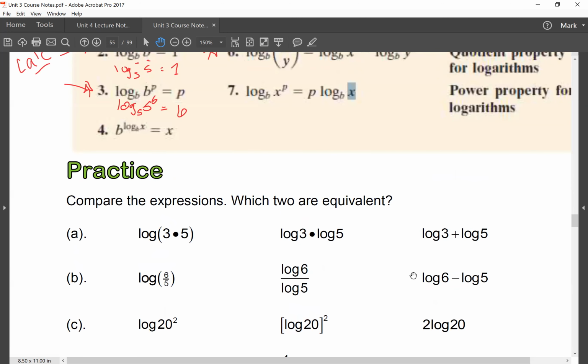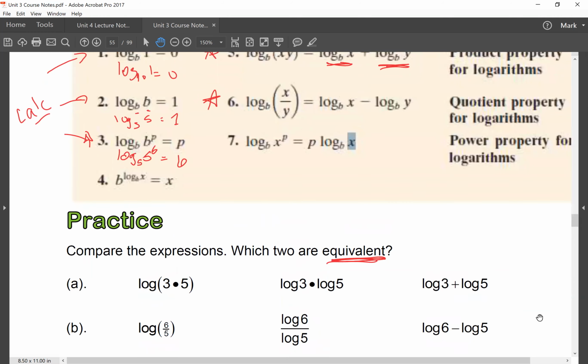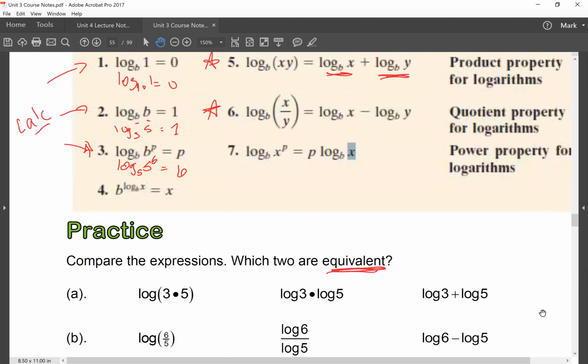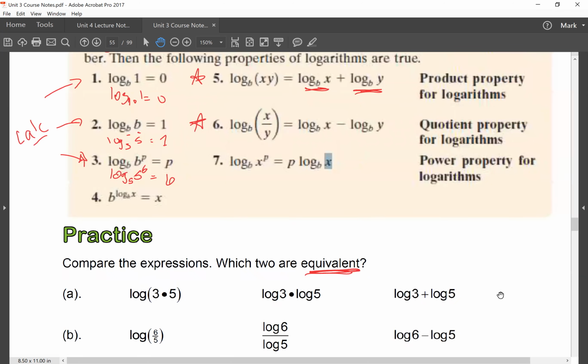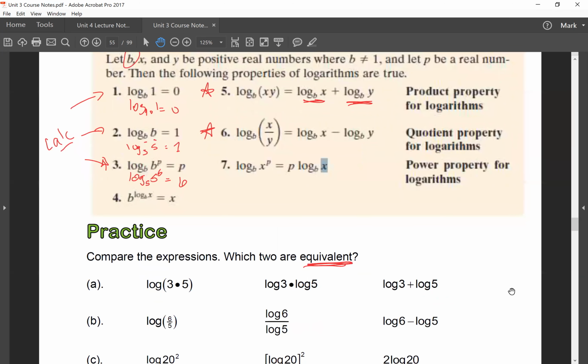Again, just a disclaimer, you could see which are equivalent using your calculator. You would just enter the numbers and see which are the same value, like the same decimal. The only problem with that is if you were dealing with variables, you couldn't do it. So I'm going to zoom out a little bit here because I'd like to have my rules here.